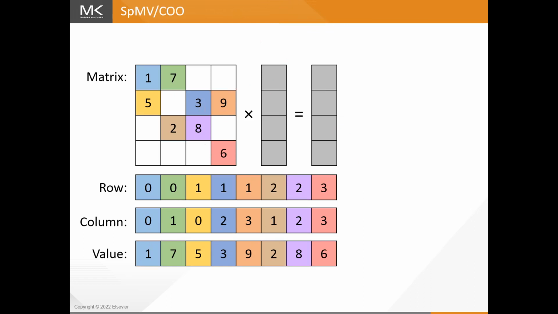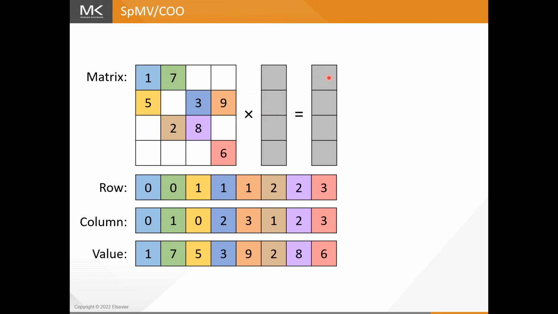Okay, so somebody is saying that here for 7, I can look up that 7 is at row 0 and column 1. So using this information, I can find the input value at index 1 in the input vector, which corresponds to the column index. I can multiply that value with 7, and then I can use that value to update the output element at the row index, which is 0. Right, that's exactly what we do. That's how we do it for one element.